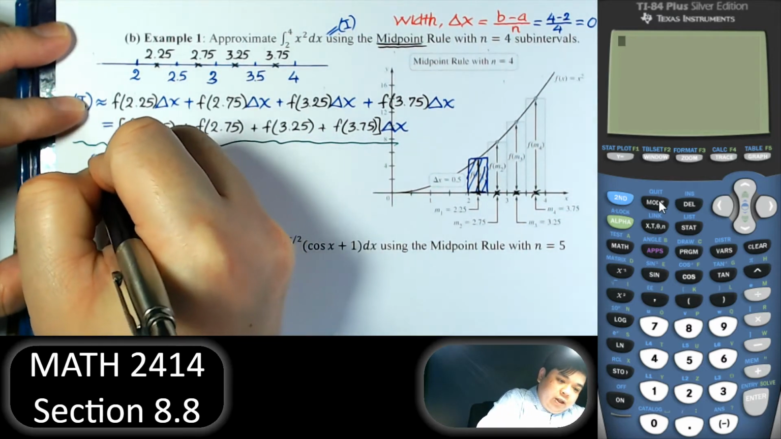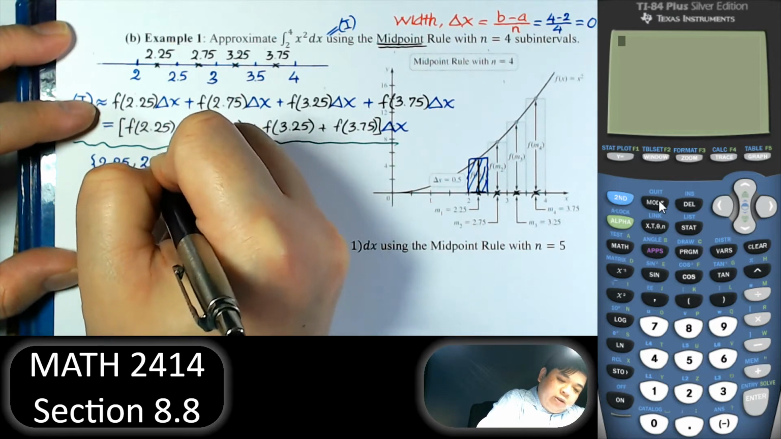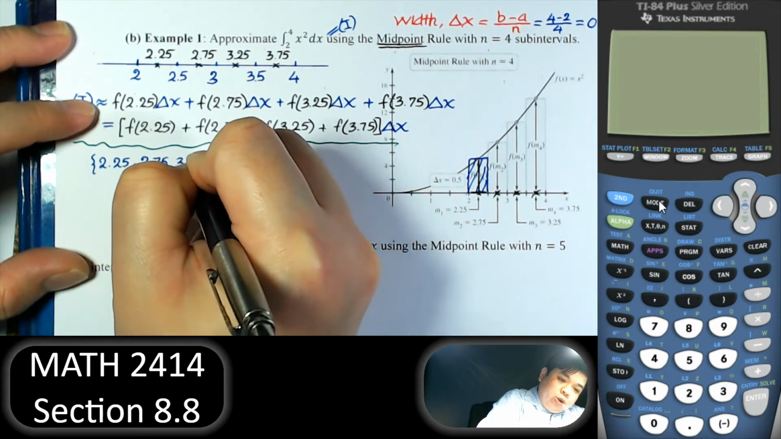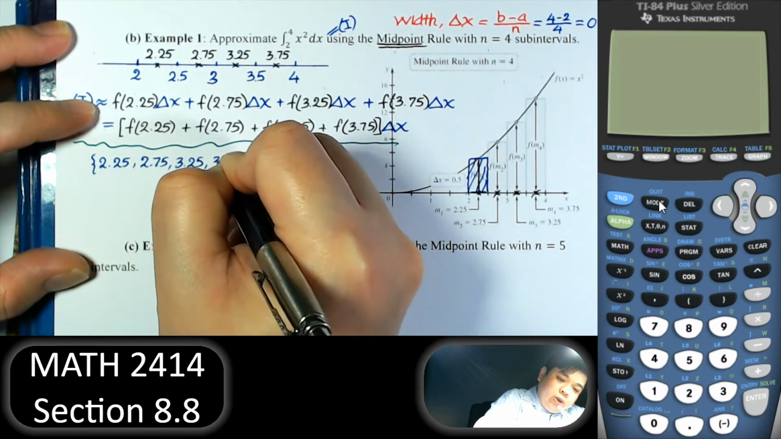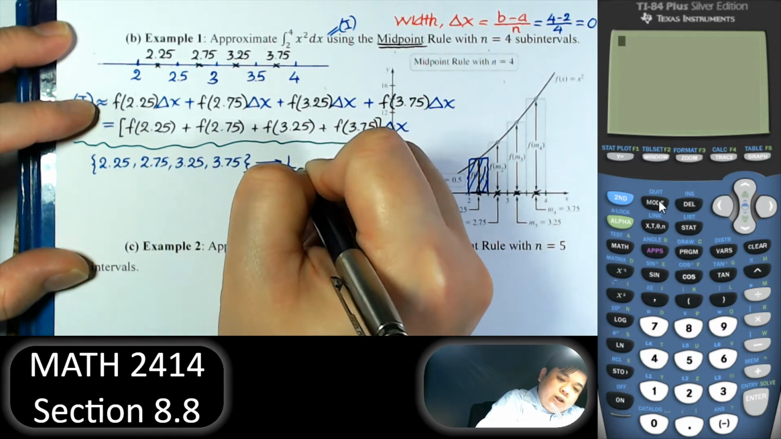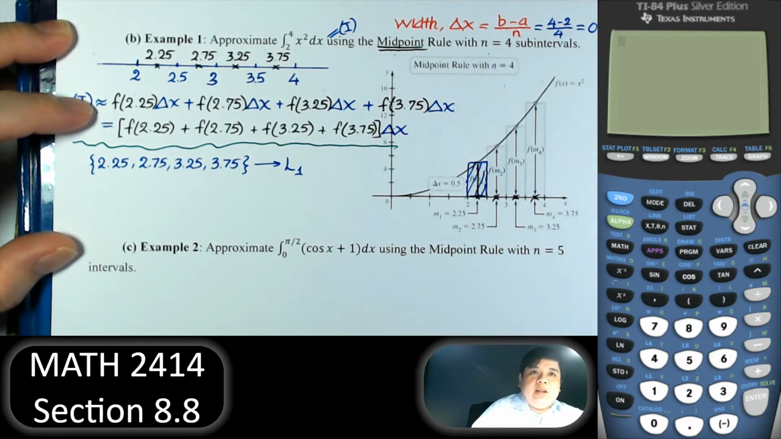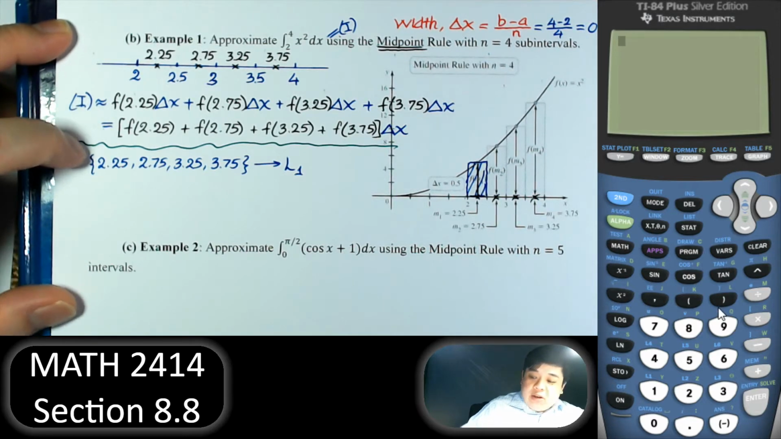So we have 2.25, 2.75, 3.25, 3.75, store into list 1. And we know the store key is this. And enter the curly bracket and the comma. So it will be those 3 keys. Right, so we do that first.